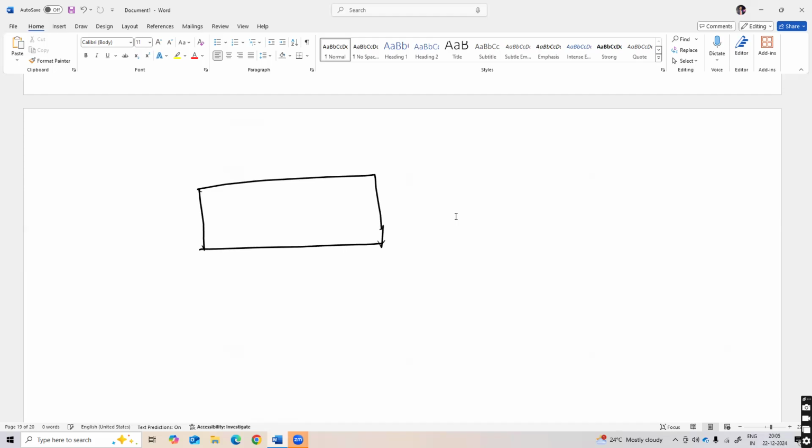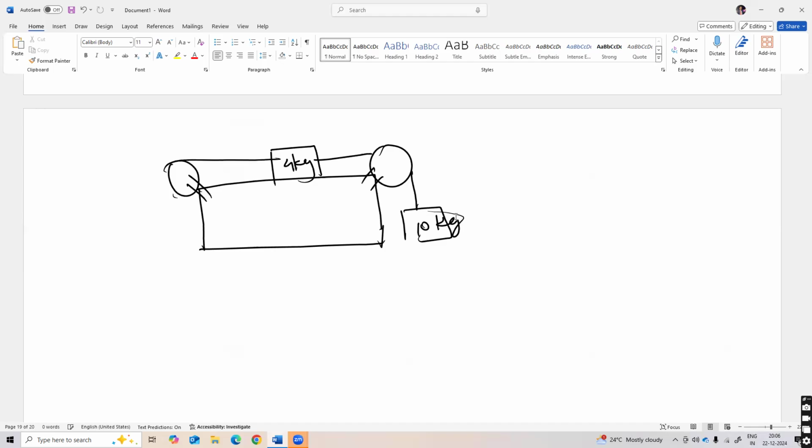So this is the block. Here we have two pulleys, one pulley here, another pulley here. There is a mass of 4 kg. Then there is a rope, and here you have 10 kg. On the other hand, there is one more pulley, and here it is 6 kg. So we know that we have two strings here, let's say this is T1 and this is T2. So the tension in both strings will be different.